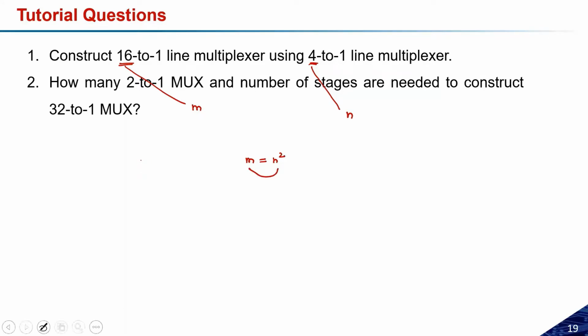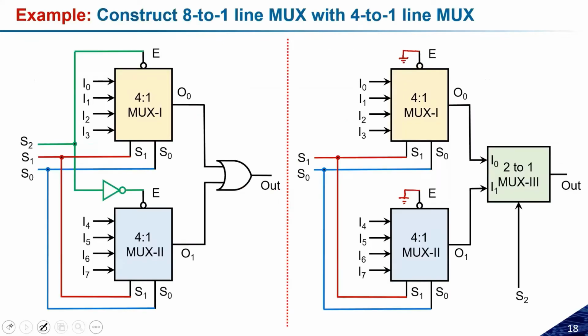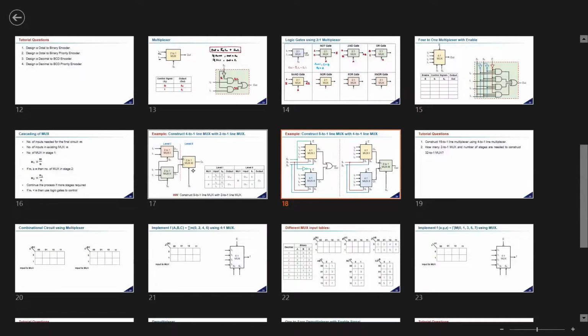But if you go back to the previous slide, there m is 8 and n is 4, and there is no relation like n square. The relation is like 2n. If this kind of relation is there, in that case the 4:1 mux or the lower order mux will not be sufficient to design. Let me repeat what I'm saying. Let me go back to the previous slide so that you will be able to understand.